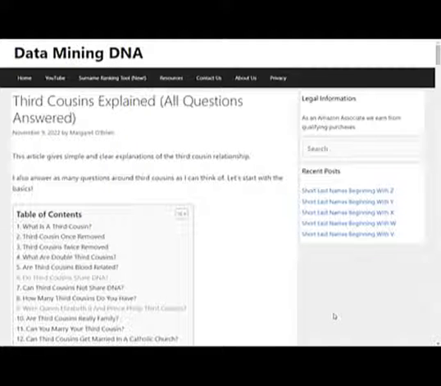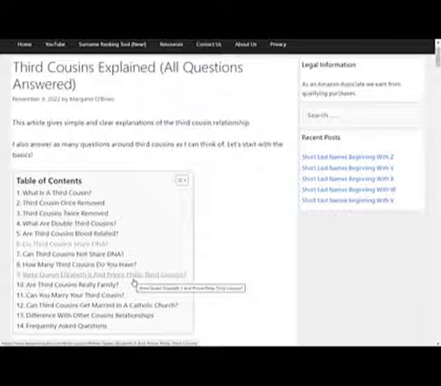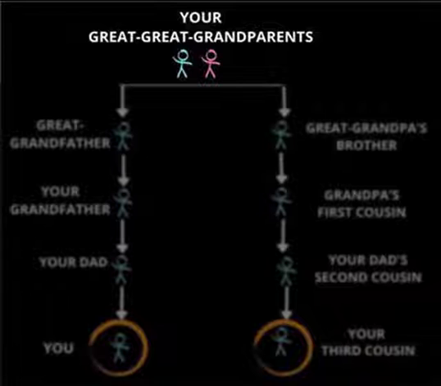What are third cousins and how do you identify your own? This quick video is based on a detailed article on the Data Mining DNA website. I'm going to pull out the meat of this and give you some visual examples of exactly what third cousins are. I'm also going to look at one of the most famous sets of third cousins who were also a married couple. You share a set of great-great-grandparents with your third cousins.